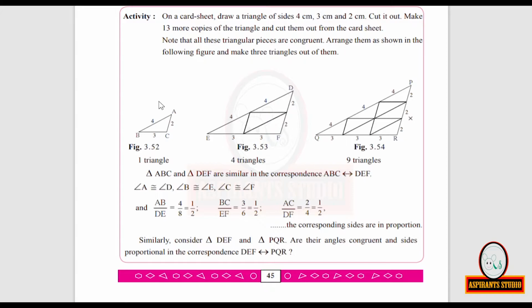So this is the first triangle. This is the second triangle. ABC is the first triangle. DEF is the second triangle. And PQR is the third triangle. Now you can verify whether all the 14 triangles are there.